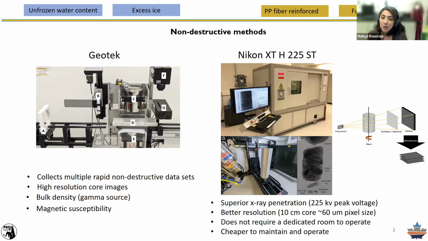And just to give you an idea, that was the difference between the industrial and the medical CT scanners. This one has a much higher energy and also higher resolution, and does not require a dedicated room to operate. The medical one has a very high maintenance cost, so this one is cheaper to maintain and also operate.